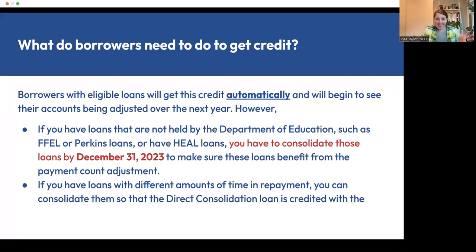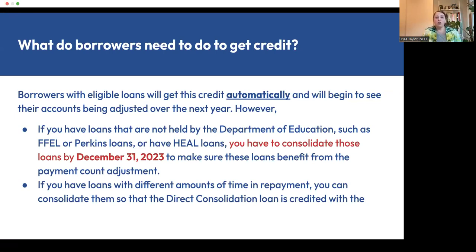Now, the nice thing about this is that if you have eligible loans, so if you have department-held loans, you will get this credit automatically, and you'll begin to see your accounts being adjusted over the next year, or you'll get notice that your loans that have reached either that 20 or 25 years of repayment are being canceled. However, there are a couple groups of people that really need to do something before the end of the year.